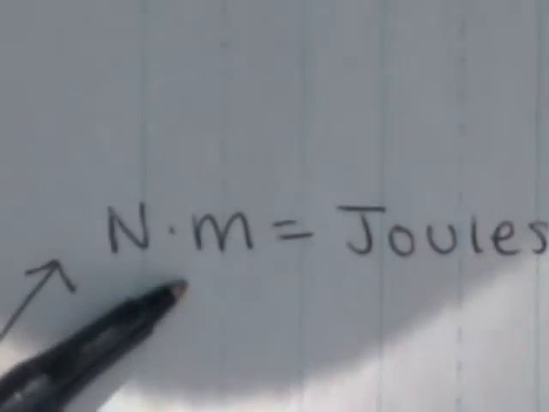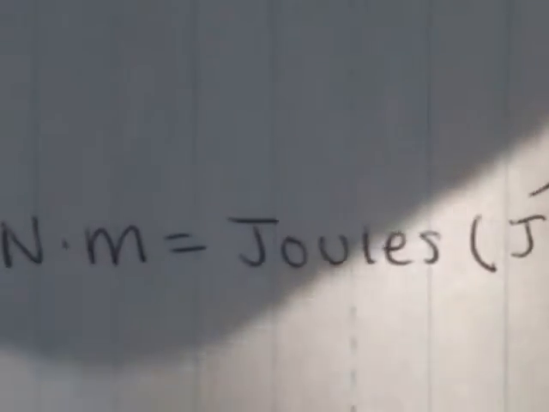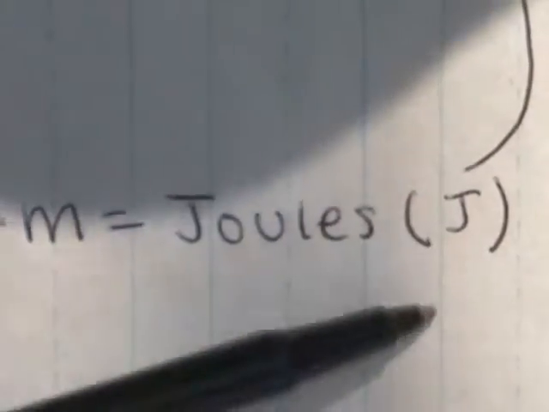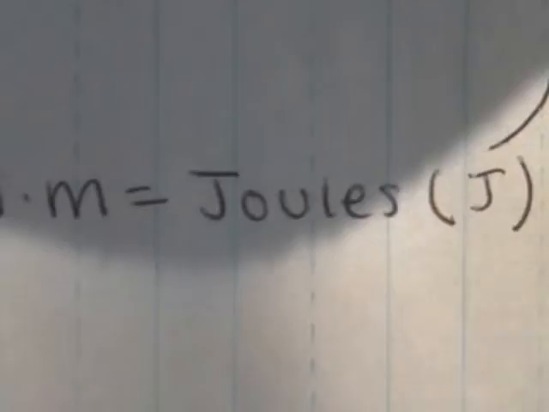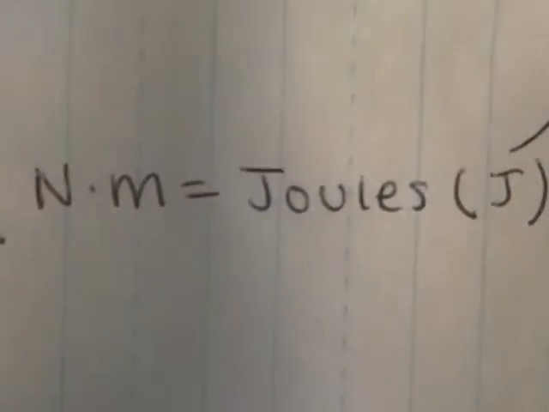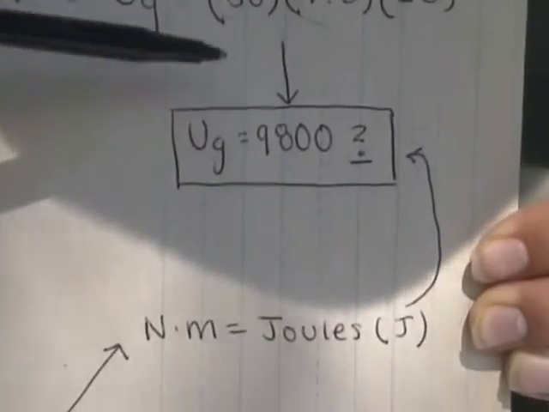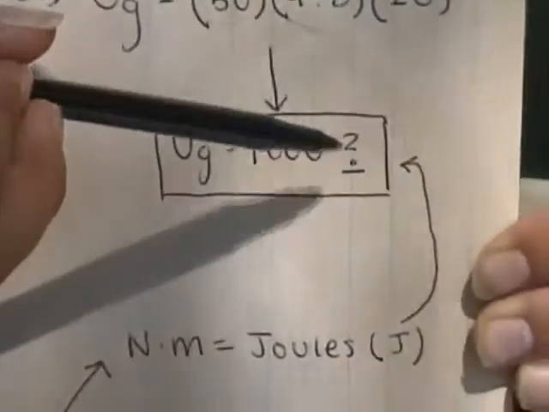And then it becomes a newton times a meter, which is a newton meter, which is known as a joule, which is the unit for energy. And thus, U sub g is 9,800 joules.